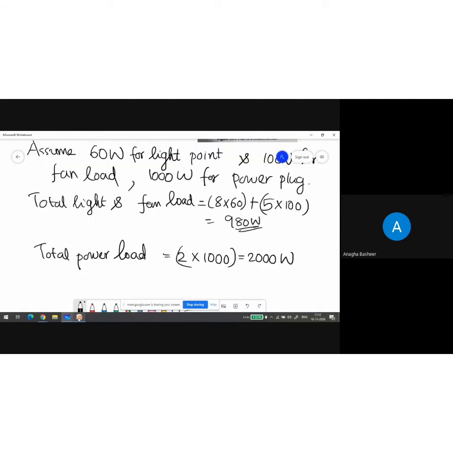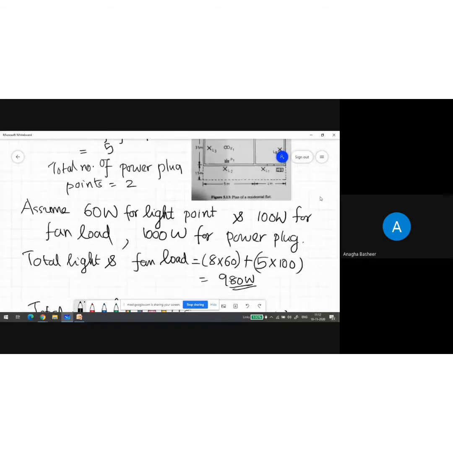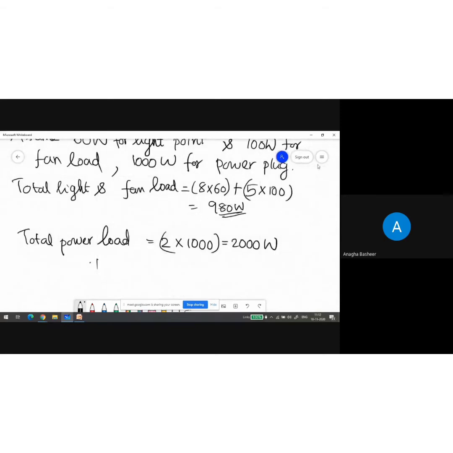Here, the light and fan load is 980 watts, which is greater than 800 watts. And the total number of points, how many light plus fan points are there? 8 plus 5, which is 13.